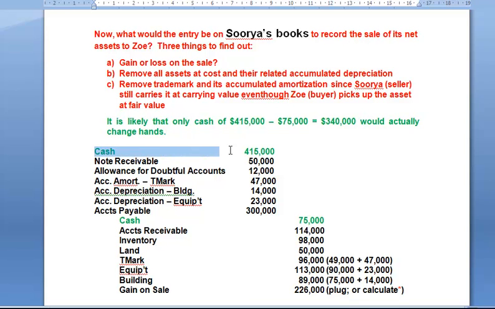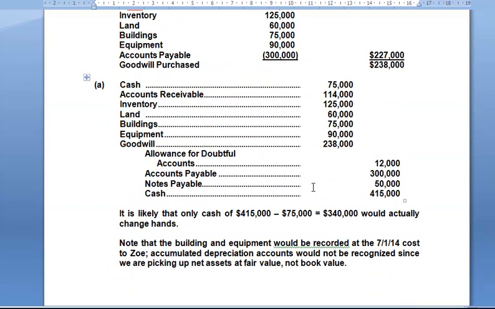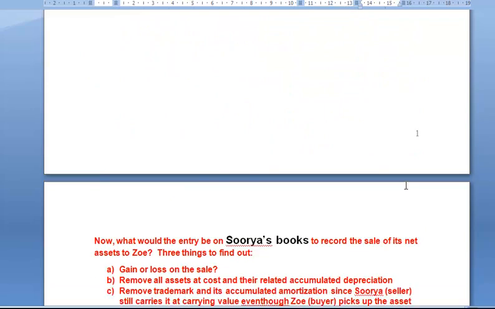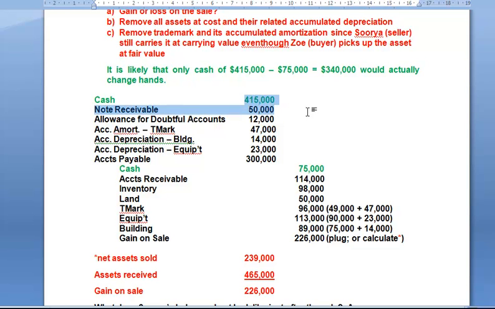So now let's look at what the entry would be. In your case, if you're Saria, you're getting cash of $415, but you're also picking up the note receivable. So notice where Zoe recorded a note payable because they're going to owe Saria money. Saria sets it up as a receivable. So here's the full $465,000 that they received as consideration. Right? Now don't forget, we're doing Saria's books, so Saria is going to get rid of their allowance account and their receivables at their gross amount. They're going to get rid of any accumulated amortization on the trademark, the building, and the equipment. So again, they're removing these accounts from their books because they're not going to have these assets anymore. And again, remember that the trademark has a value to Saria. It just didn't have a value to Zoe. But because Saria says we're getting rid of it, we're selling it, regardless of what Zoe thinks the value is, they have to remove it from their books.